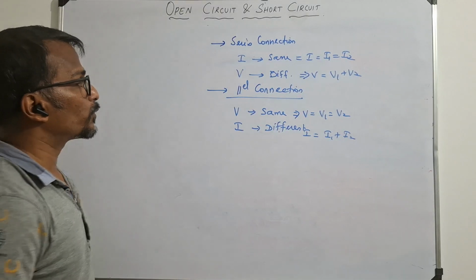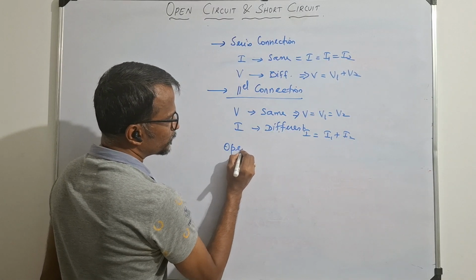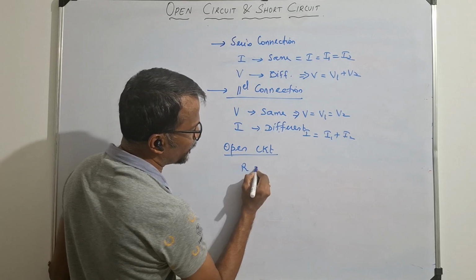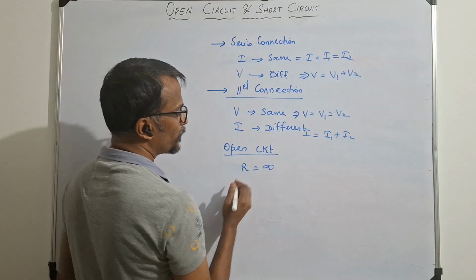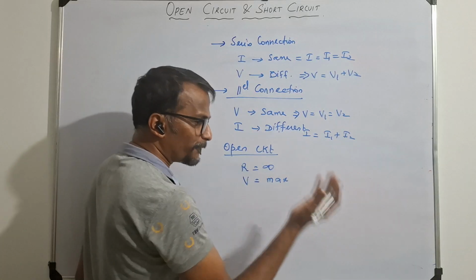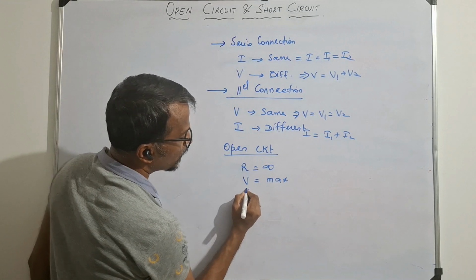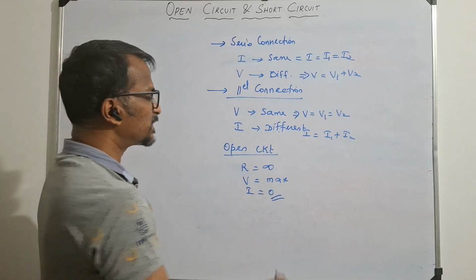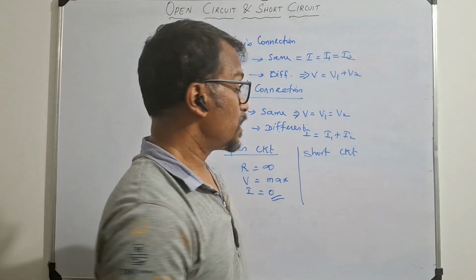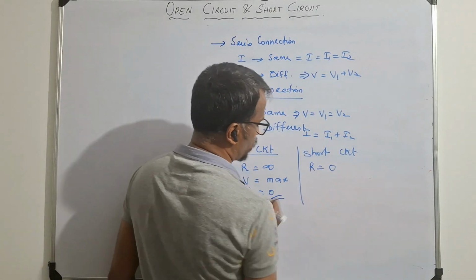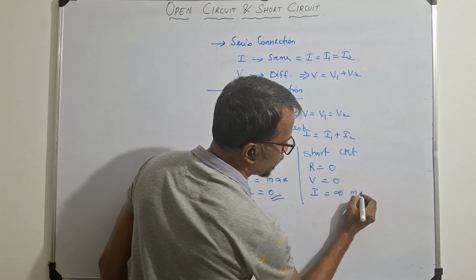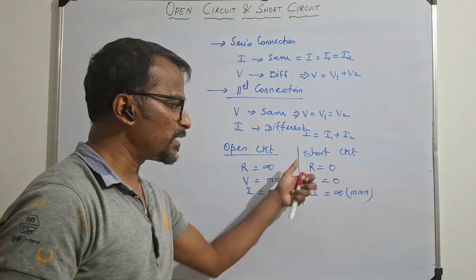Okay. Then second one, in the open circuit, resistance is infinity. Resistance is maximum. Therefore, voltage is also maximum, or ideally we can say infinity. Current will be 0. At the same time, in the short circuit, resistance is 0. Therefore, voltage is 0 and current is infinity, or current is maximum. I hope you understand the difference.